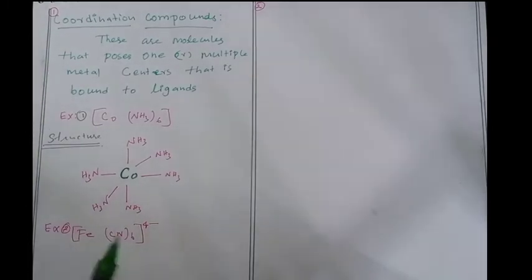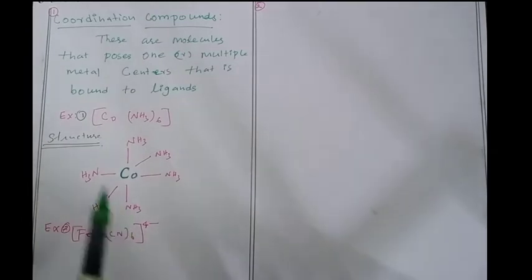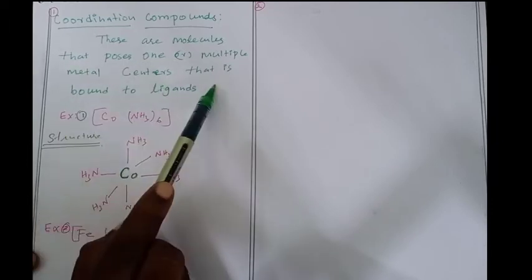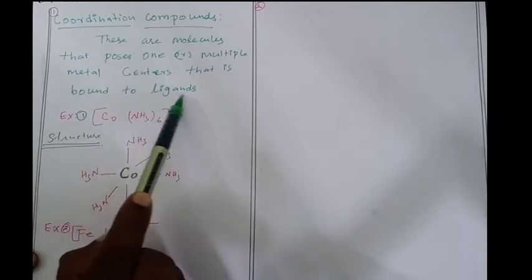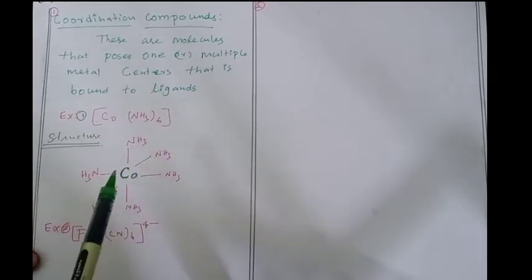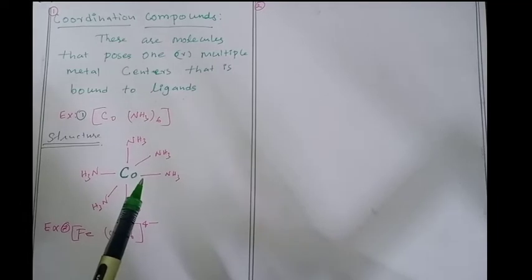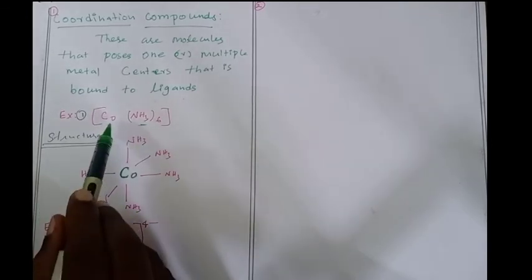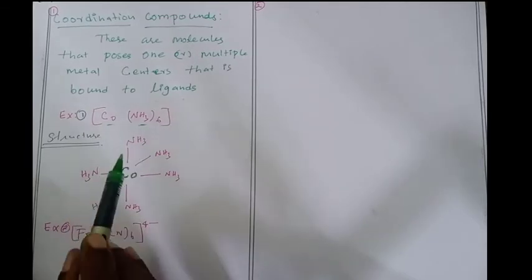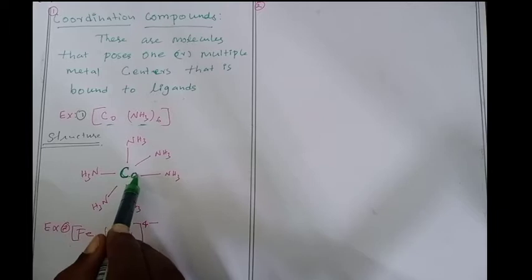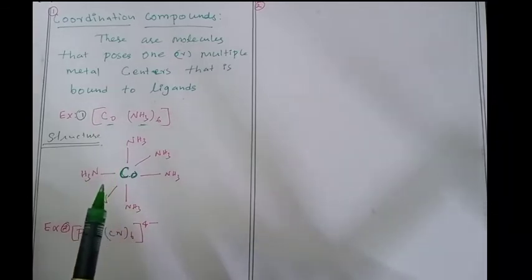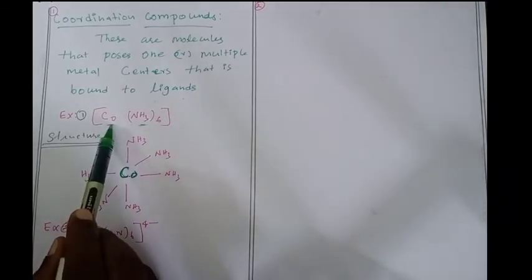Now, what is coordination compound? These are molecules that possess one or multiple metal centers that are bound to ligands. This type of coordination compound can form with the ligand. This is a metal, this is a ligand. So see students, Co(NH3)6. First we have to write the central metal atom, that is Co. You know well, Co means cobalt, which is the central metal atom or central metal ion.